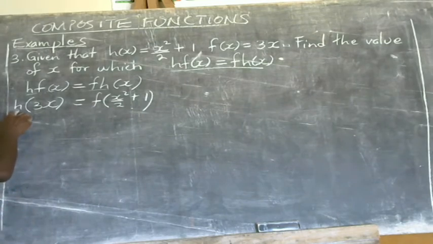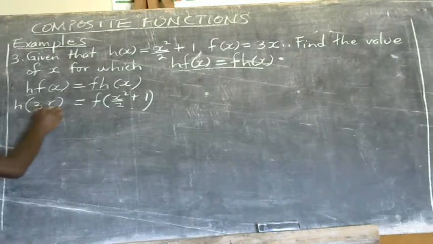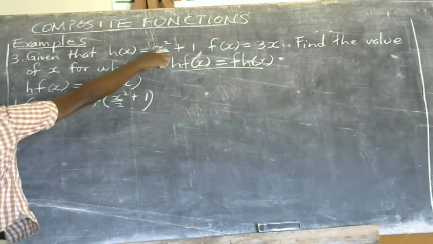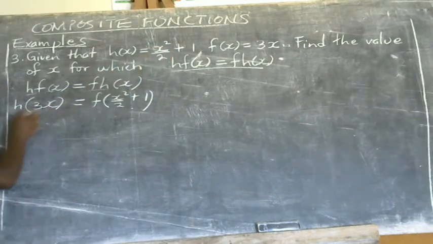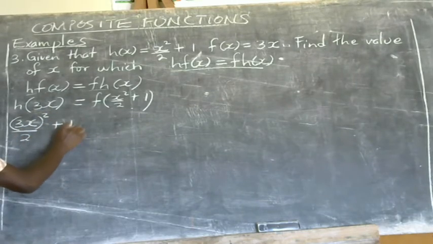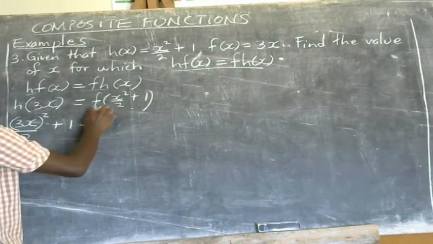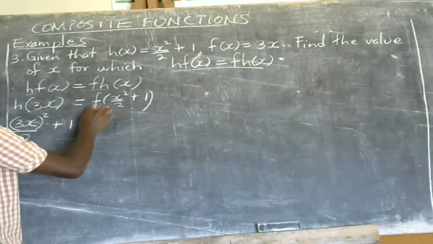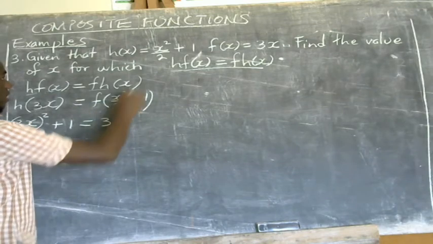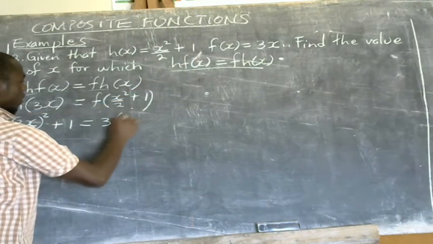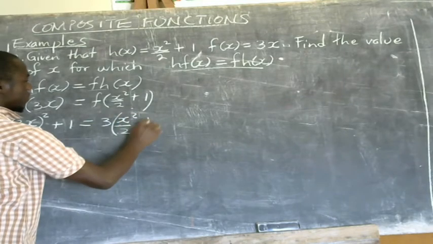Then now I'm going to substitute this 3x in the function of h of x. So where there is x, I'm going to put the 3x. So that is 3x. The x there was squared, then being divided by 2. Then there was an addition of 1. And then I'm going to substitute this in the function of f of x. F of x is 3x. So the 3 into the x squared all over 2, then plus 1.